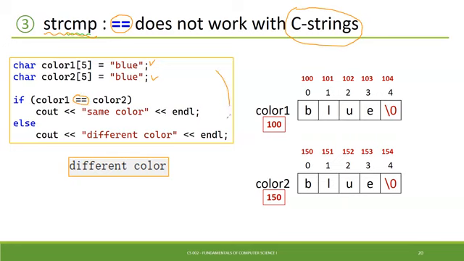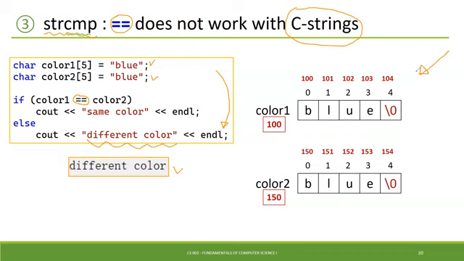If you run this code, then you will see this output, different color, even if color1 and color2 are the same. There is no compile error. However, you will get some wrong output. It is not correct, right? This is what happens. This is what happens in the memory. Look at this one.